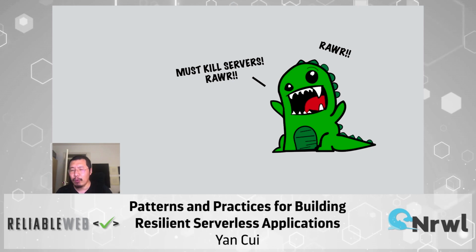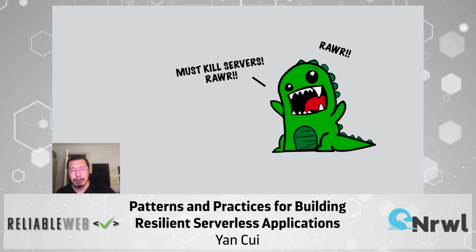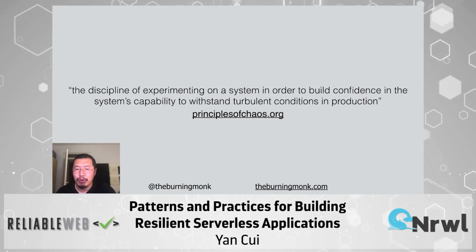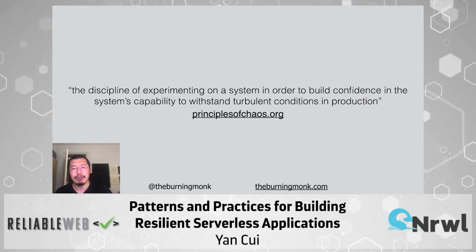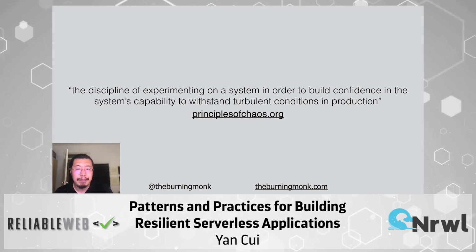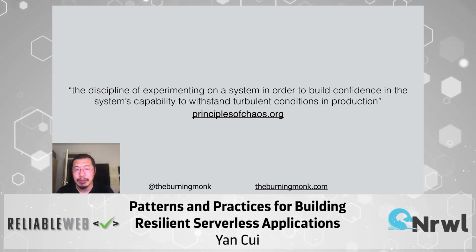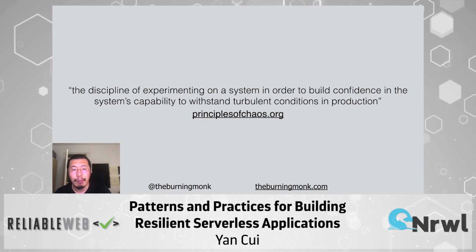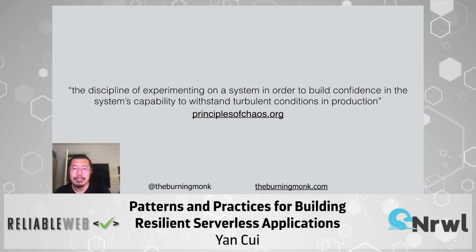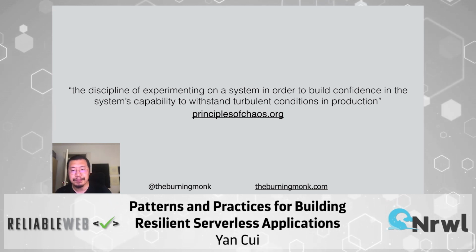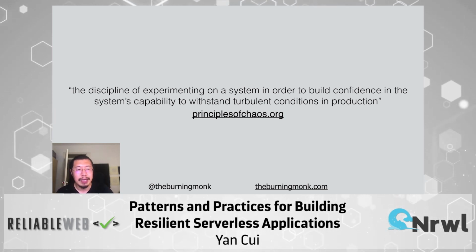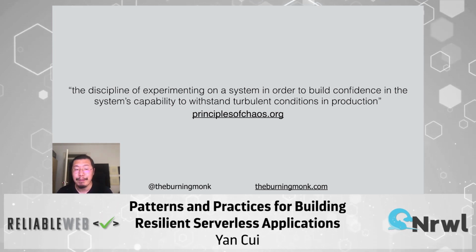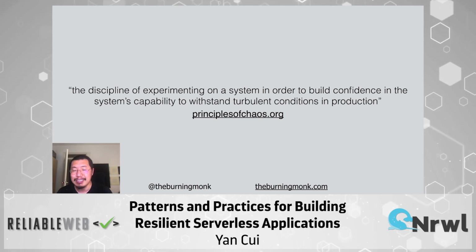It's certainly one way you can apply the principles of chaos engineering in practice, but chaos engineering itself is much broader, and in the words of principlesofchaos.org, which is one of the best places to go and read if you want to get started with chaos engineering and understanding its core principles. It defines chaos engineering as a discipline of experimenting on a system in order to build confidence in the system's capability to withstand turbulent conditions in production.